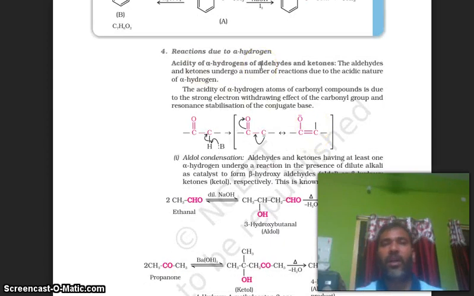Reactions due to alpha hydrogens. What is the meaning of alpha hydrogen? Acidity of alpha hydrogen of aldehyde and ketone. This is the carbon and this is the hydrogen. The base traps this hydrogen because this is C=O, and the carbon nearby this C=O is the alpha carbon, and the hydrogen present is the alpha hydrogen. So there is the formation of conjugation.